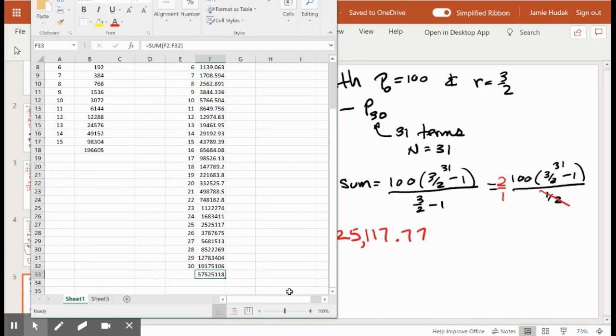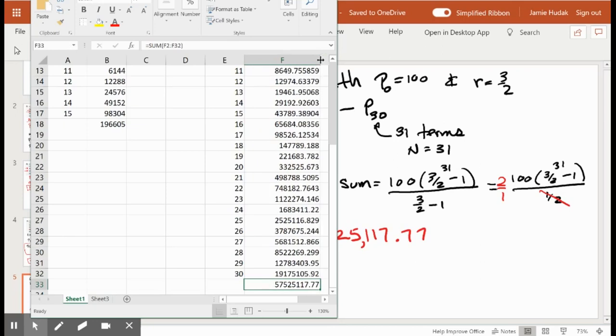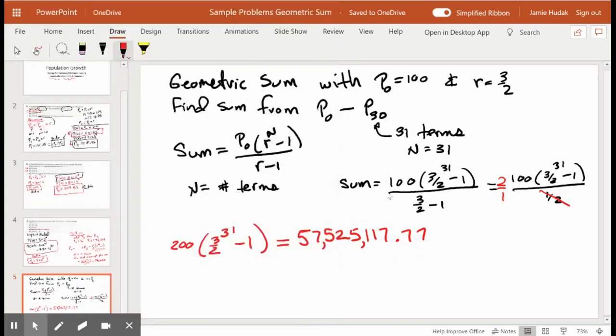And the number it gave me here is 57,525,118. Looks like our number. Let's open up the column, see if it gives me any decimals. 57,525,117.77. That's a match. So we used Excel to accomplish the same task. That's just a little double check to show that the formula we're using and counting the terms the way that we're doing is getting us the correct response.